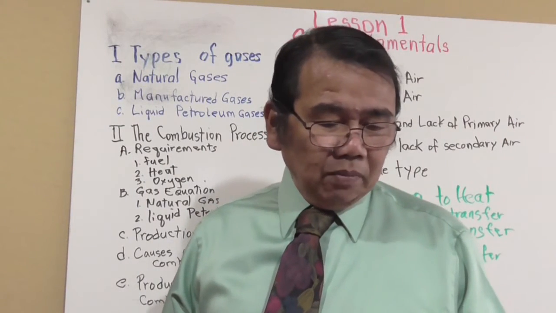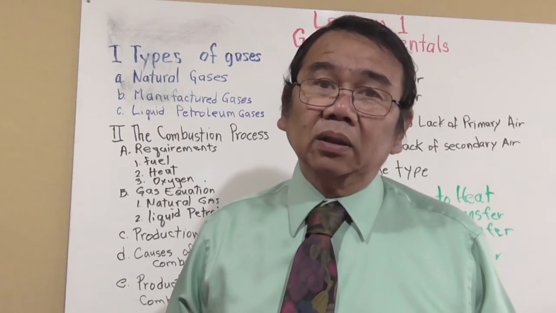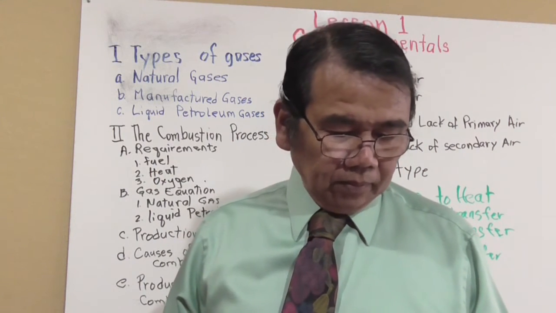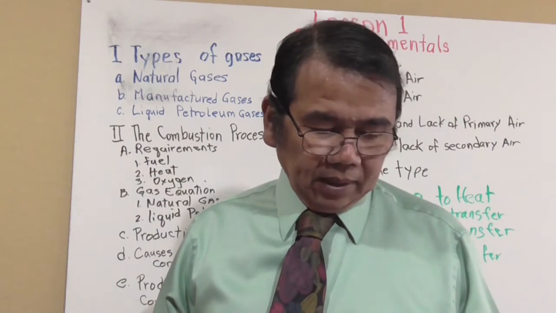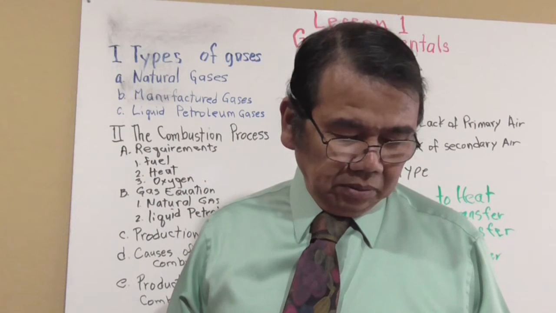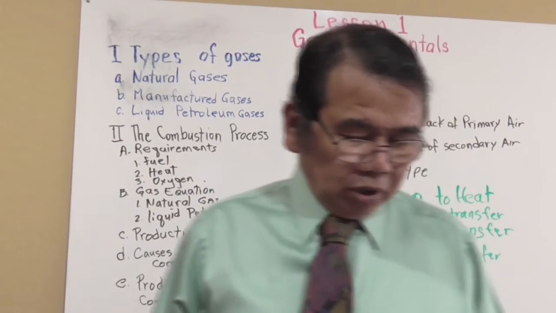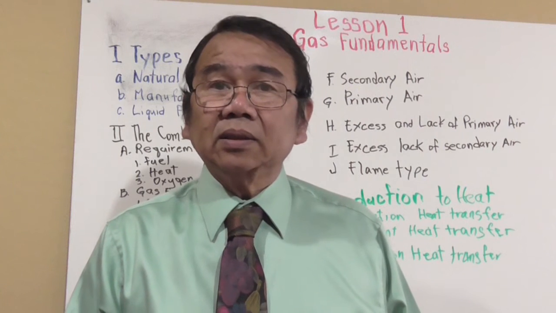And then we got the other one, the manufactured gas. Manufactured gas is normally produced from solid or liquid fuel. It comes from coal or oil. Low in BTU per cubic foot, that is 500 to 600 BTU. Not economical for space heating fuel. And it's lighter than air.